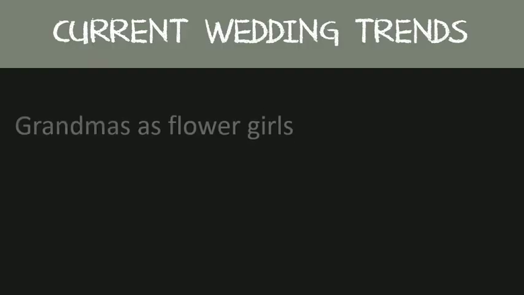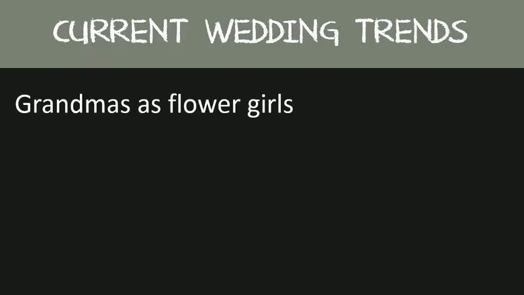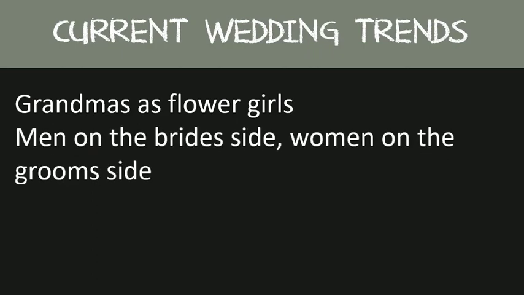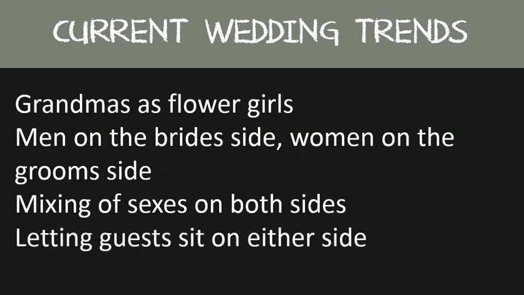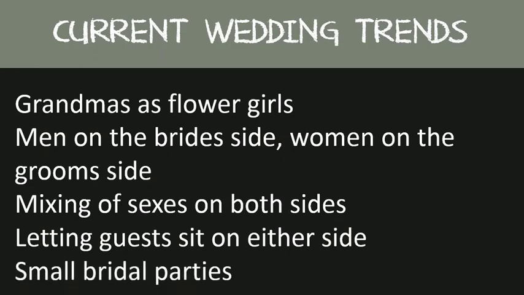Now, some current trends in wedding processionals and recessionals are grandmas as the flower girls, men on the bride's side and women on the groom's side, mixing of sexes on both sides, letting your guests sit on either side, and having smaller bridal parties.